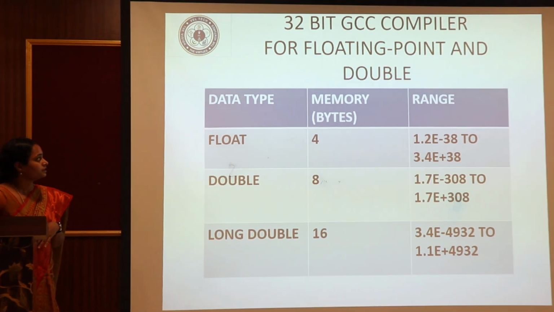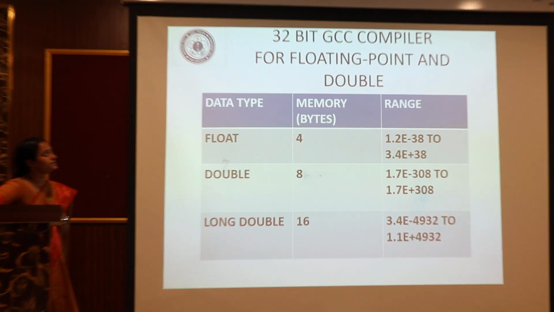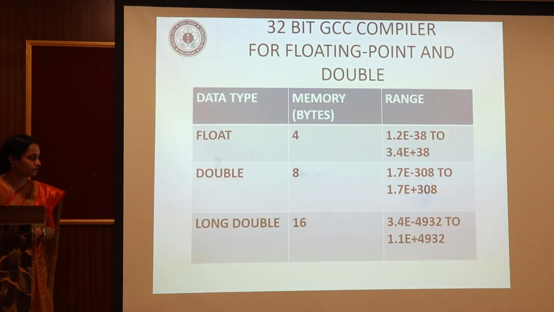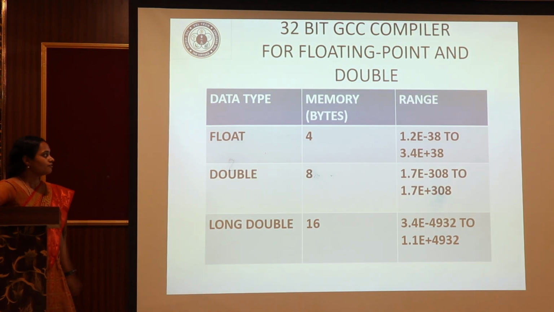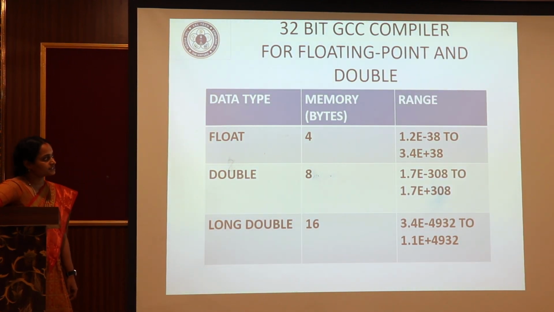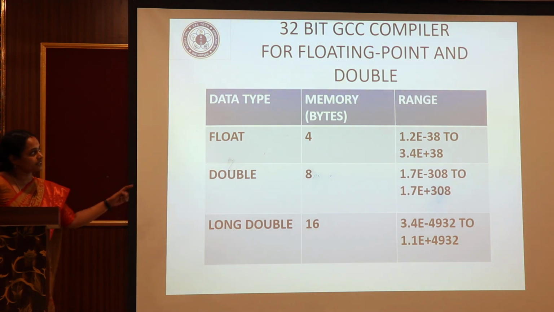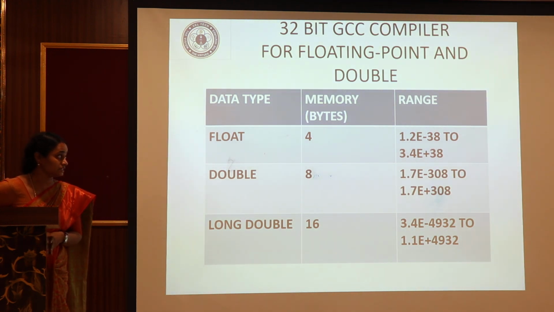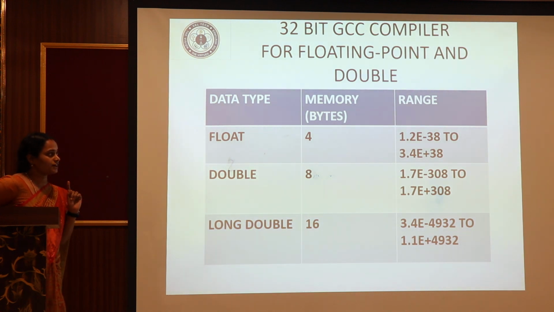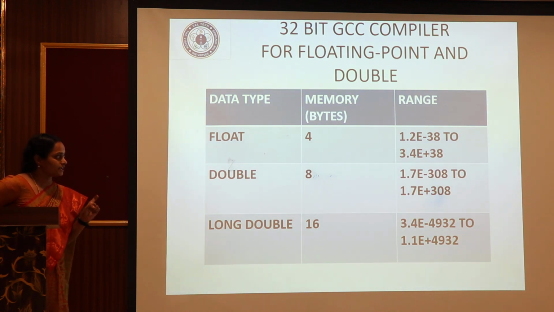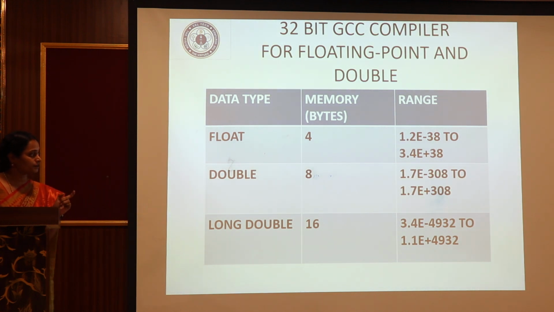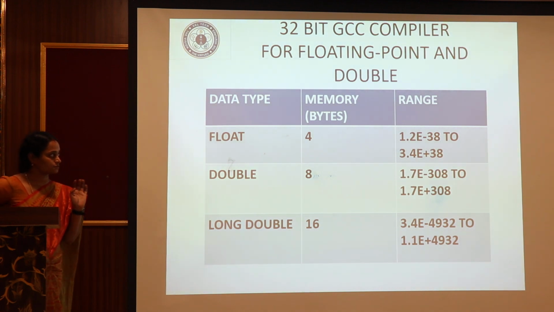Okay, then the table and column for the 32-bit GCC compiler is float, double and long double. Float is 4 bytes, double is 8, and long double is 16 bytes. The float range is around 1.2e to the power minus 38 to 3.4e to the power plus 38. Double is 1.7e to the power minus 308 to 1.7e to the power plus 308. For long double it is 16 bytes, with a range of 3.4e to the power minus 4932 to 1.1e to the power plus 4932.